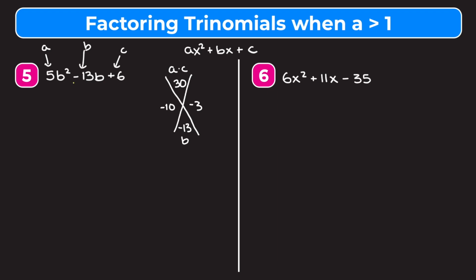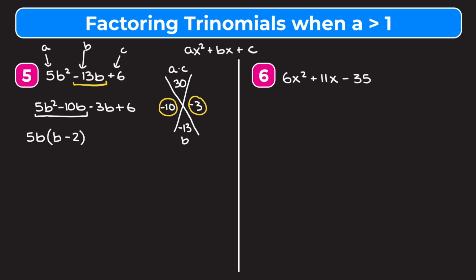So now what we want to do is split our middle term of negative 13b into two terms with negative 10 and negative 3 as coefficients. So we're going to have 5b squared minus 10b minus 3b plus 6. And now we want to factor the first two terms. So we can take out a 5b from 5b squared and negative 10b. If we divide 5b squared by 5b, we're left with a b. If we divide negative 10b by a 5b, we're left with negative 2.